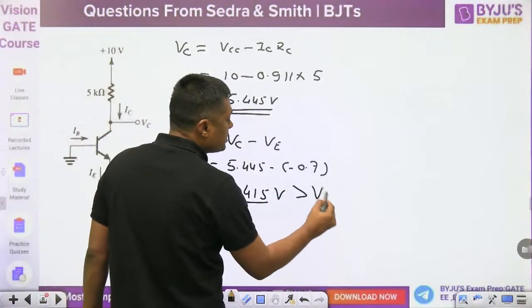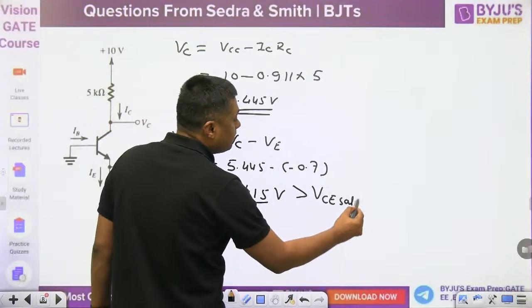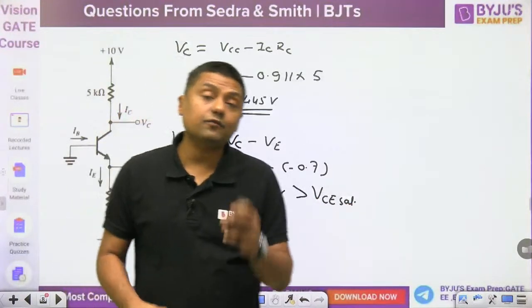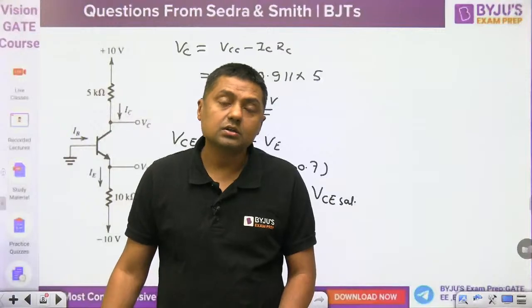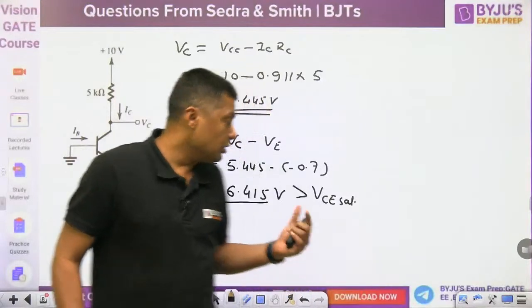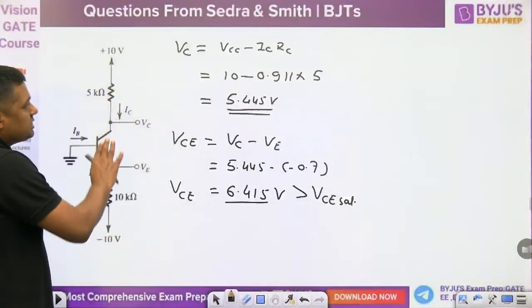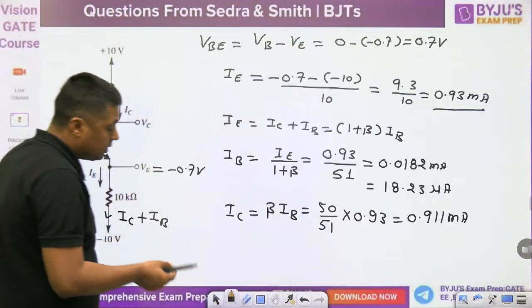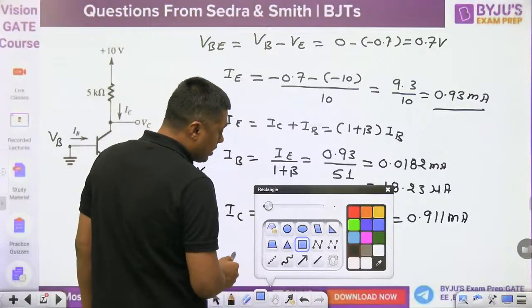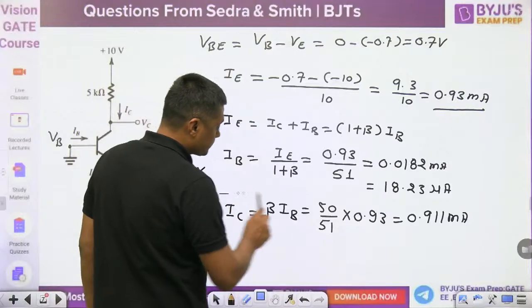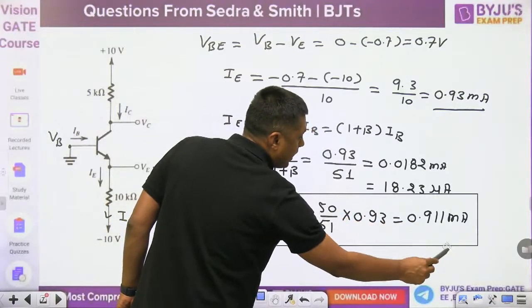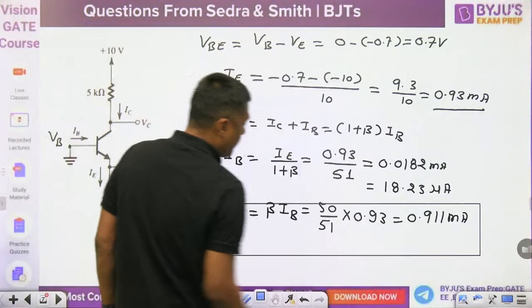That is nothing but VCE sat, and that's why BJT is not in saturation. After every numerical you have to check. That is a very important thing, because if it is greater than VCE sat, it is in active region, because we have assumed the BJT is in active region, and that's why we have used this formula, beta IB.